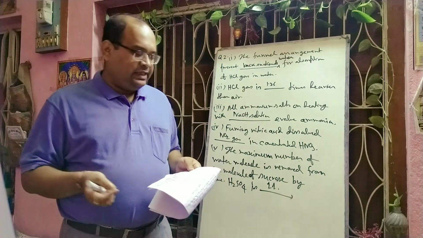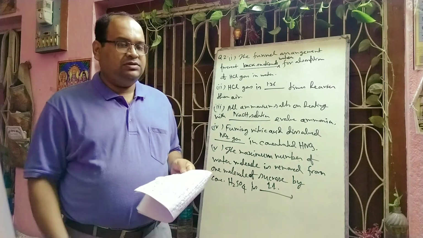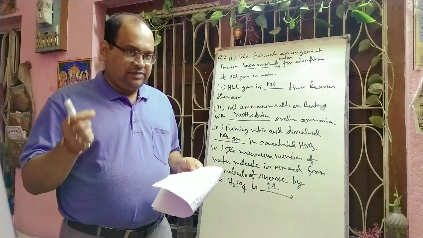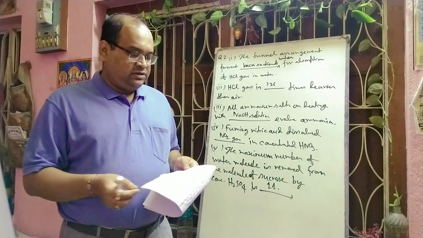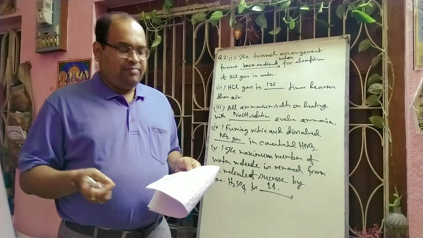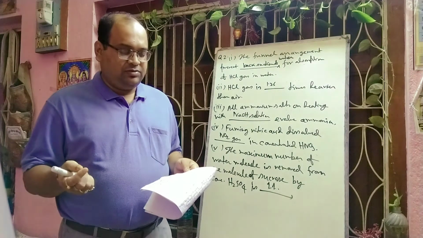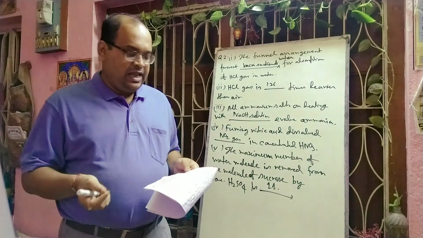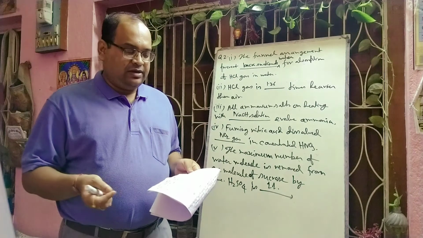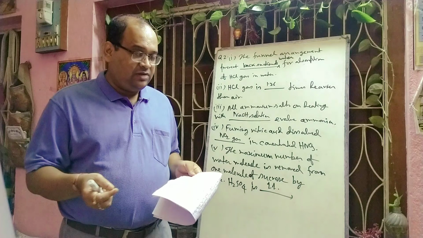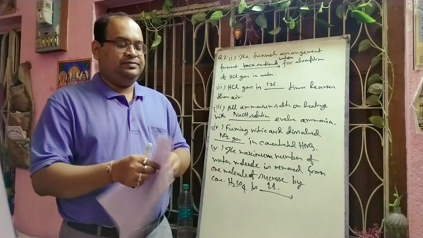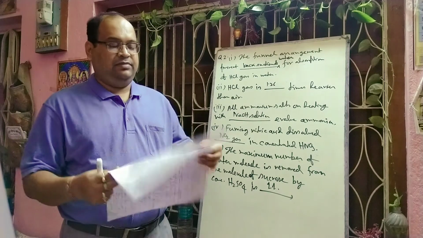Another difference: in a non-polar covalent compound the dipole moment will be 0, but in a polar covalent compound there will be some dipole moment mu value. Non-polar covalent compounds are generally symmetrical in nature, but polar covalent compounds are generally unsymmetrical. Non-polar compounds are soluble in non-polar solvents, and polar covalent compounds are soluble in polar solvents. Any one difference you have to write, as there is one mark.